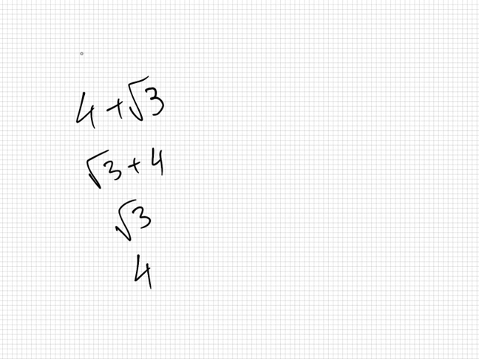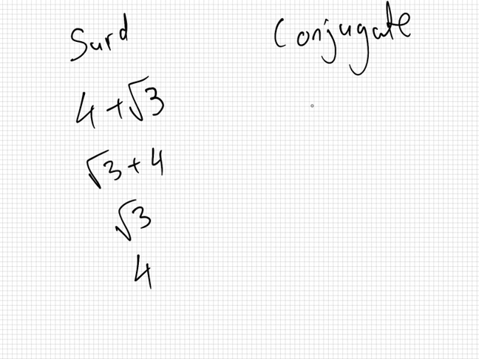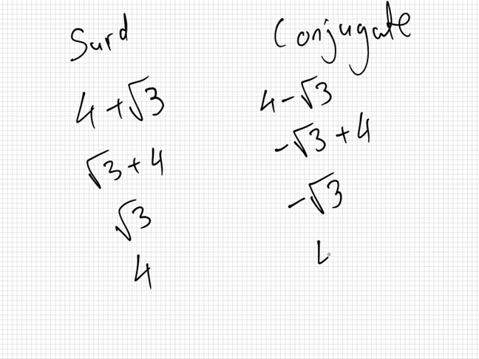All right, so this is the surd, and then this is its conjugate. So what's the conjugate here? 4 minus root 3. Here? Minus root 3 plus 4. Here? Minus root 3. And here? 4. Yes. That's how I want it.